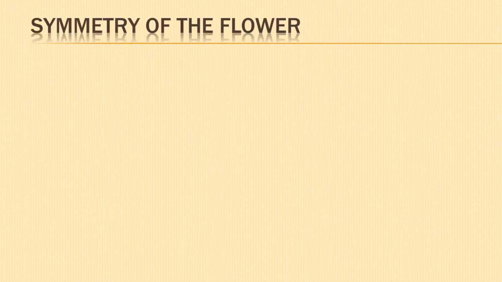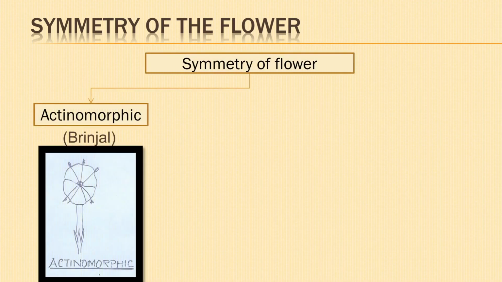Next, let us look into the symmetry of the flower. Actinomorphic or regular or radially symmetrical flower. When a flower can be divided by any vertical plane into two equal halves passing through its center, it is known as actinomorphic or regular flower. Example, brinjal, mustard.